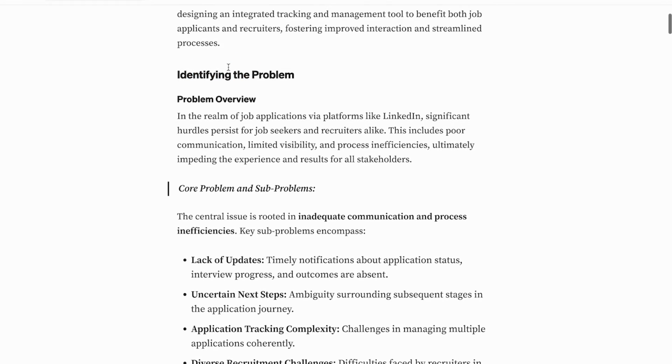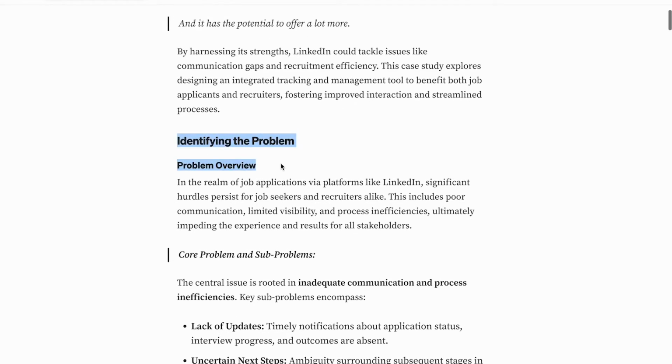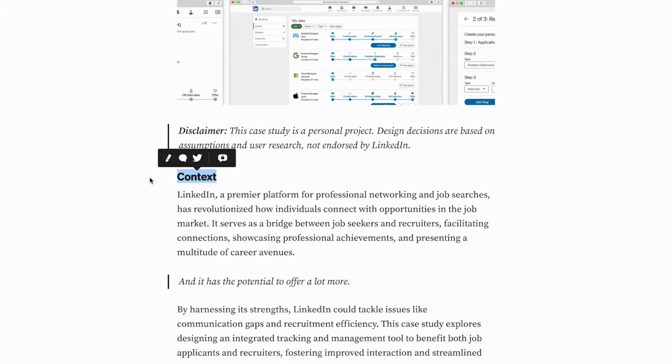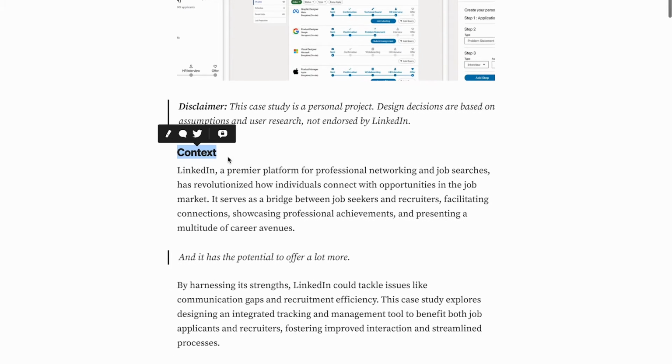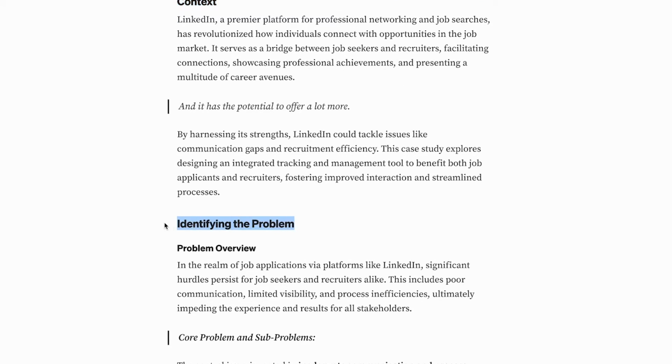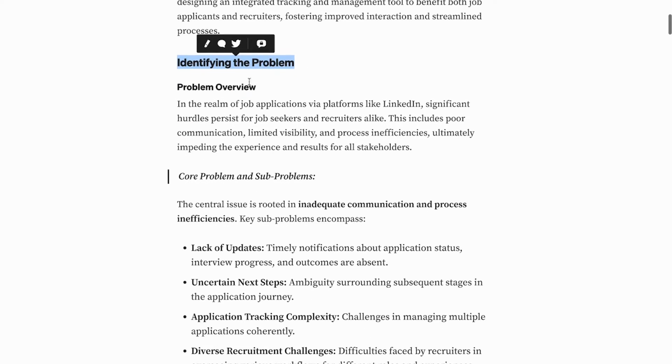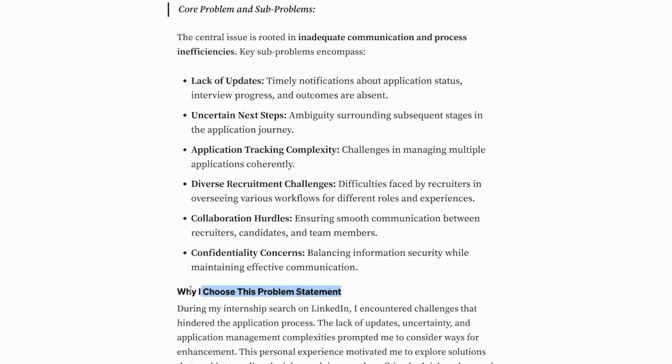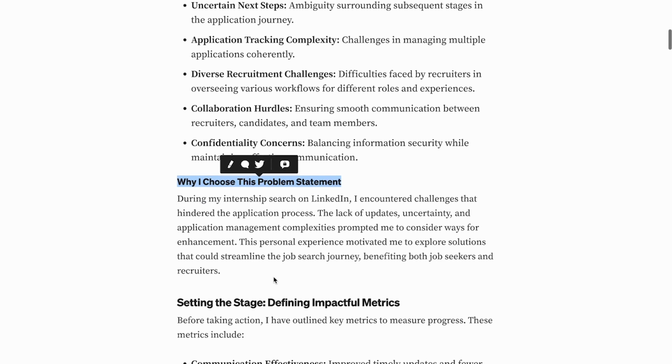And another thing that I want to mention here is that the text formatting is really nice. So you can see that every section starts with a very big title. So context is a separate section, identifying the problem is a separate section. And under that, he has problem overview and why I chose this problem statement, right? So he has two subheadings under that.